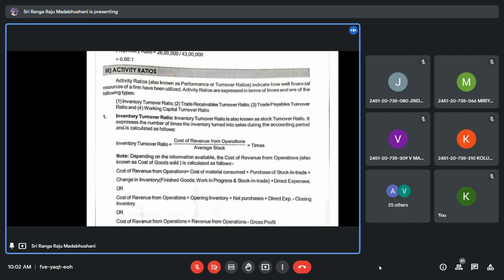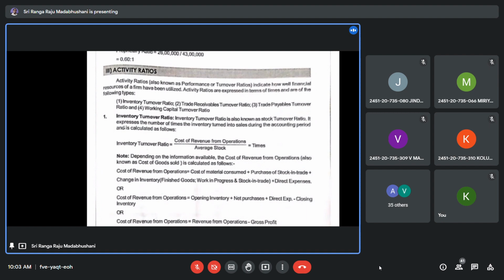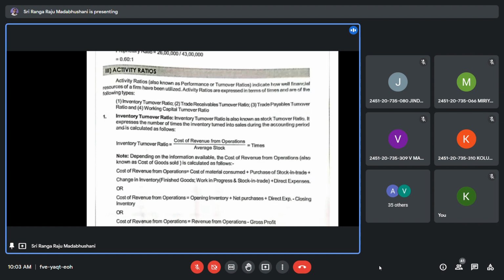How many number of times we performed shows our efficiency. In this we have four: inventory turnover ratio, trade receivables ratio, trade payable turnover ratio, and working capital ratio. Now inventory turnover ratio: how many times we purchased and sold. So inventory turnover ratio is expressed in number of times. It is cost of revenue from operations by average stock.